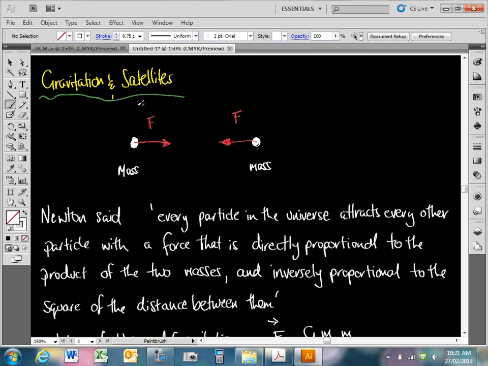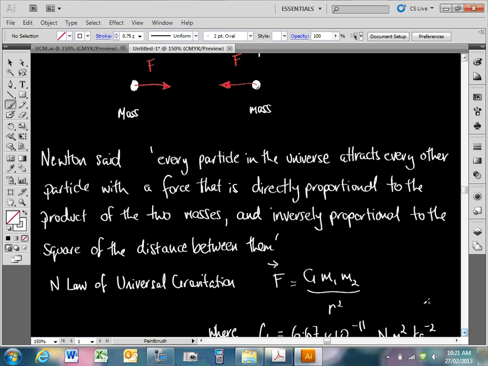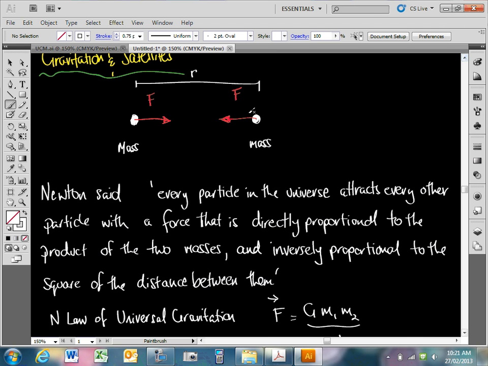If these are the two masses, this might be the distance between them, and we call that r. Sometimes people have said, oh well, this is over d squared, the distance between them squared. That's true also. Force, and we can call this mass m1 and this mass m2.